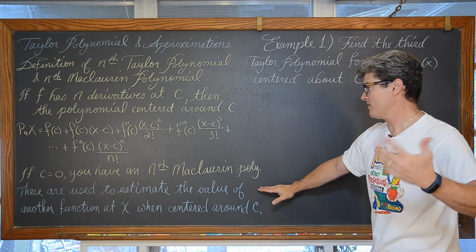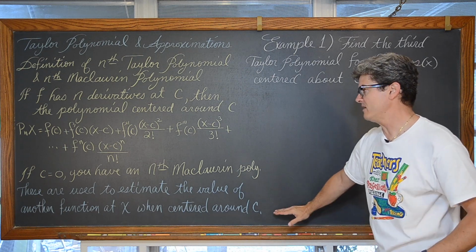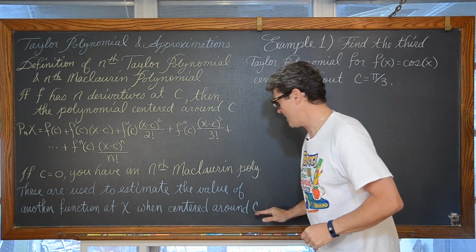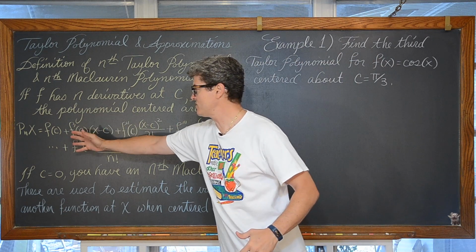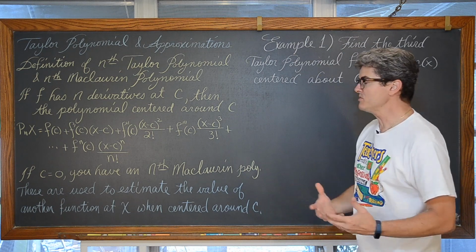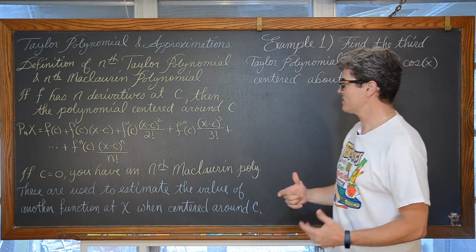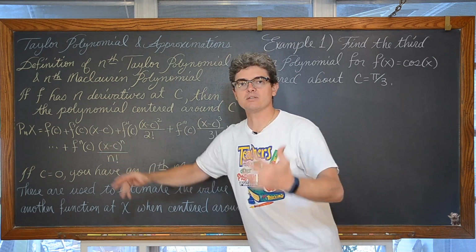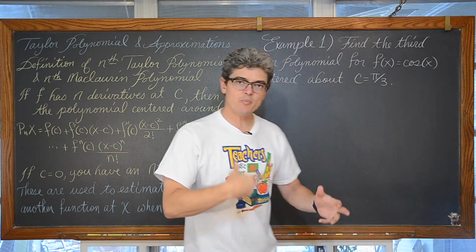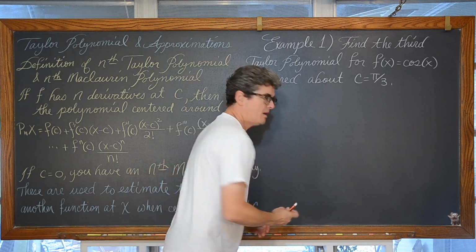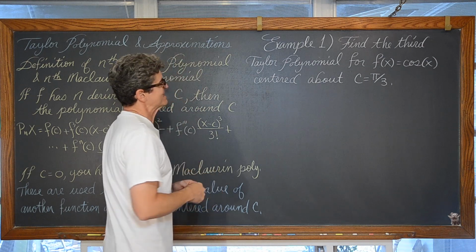These are used, I already said this, to estimate the value of another function at x when centered around c. So as you look at this notation, once you create this Taylor polynomial and use it to make an approximation, it's an approximation at x with c being the center of our Taylor polynomial. And with the computer graphics you see up here after we set up our first example, you'll see what I'm talking about with that idea of center.